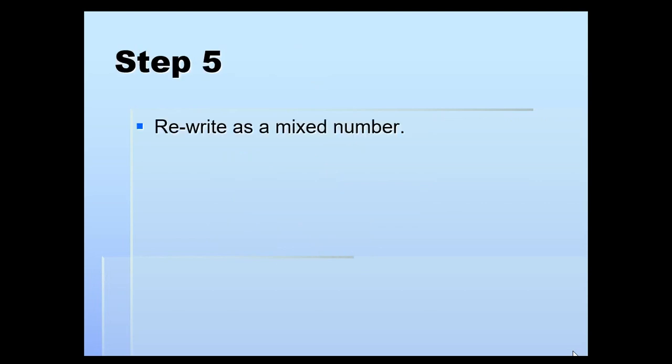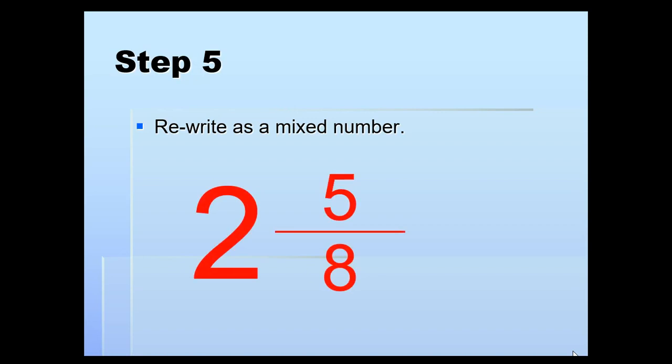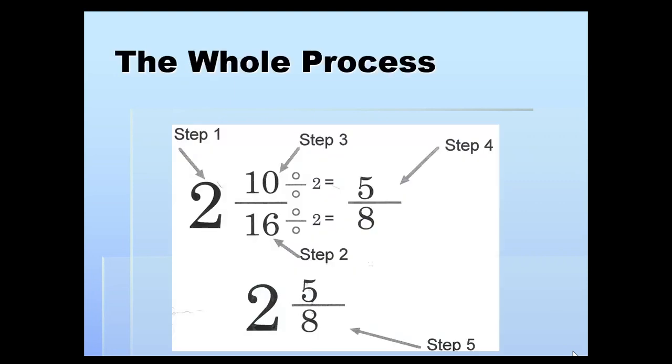We have one step left, and that's step 5. All we have to do here is rewrite the number as a mixed number. If we go back to our previous example, we have 2. We reduced, and we got 10/16 reduced to 5/8. We want to write it like it is on the bottom, 2 and 5/8.